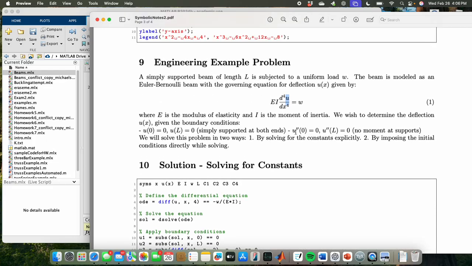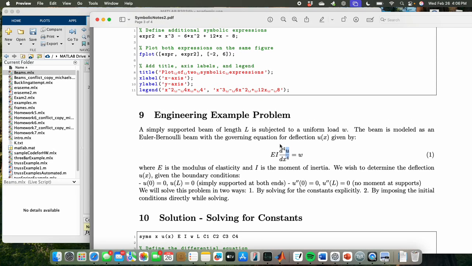So we could solve this U, and I want to do this for a simply supported beam where the moments are equal to 0 and the displacements are equal to 0 at the ends. Okay, so take a minute and try to do this. We're going to do it symbolically. We're going to solve this fourth order differential equation.